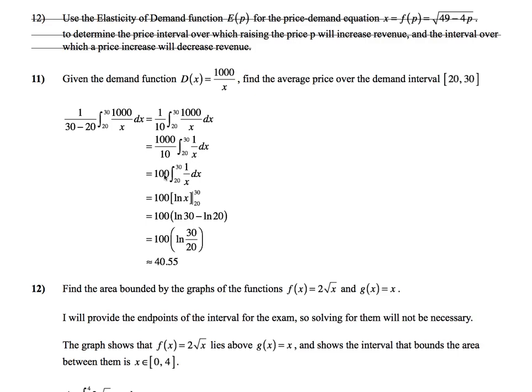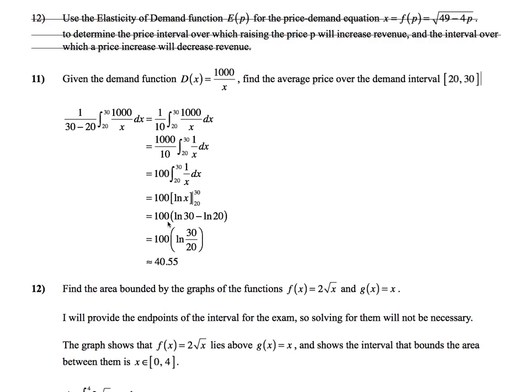1,000 over 10 is 100, so this is 100 times the integral from 20 to 30 of 1 over x, and the antiderivative of 1 over x is natural log of x. So we will evaluate this natural log at 30 and subtract the natural log evaluated at 20, inside these parentheses because that is the integral from 20 to 30, and we will multiply that times 100.